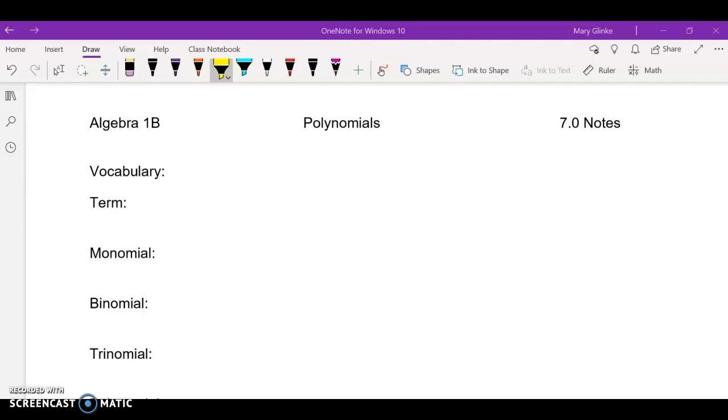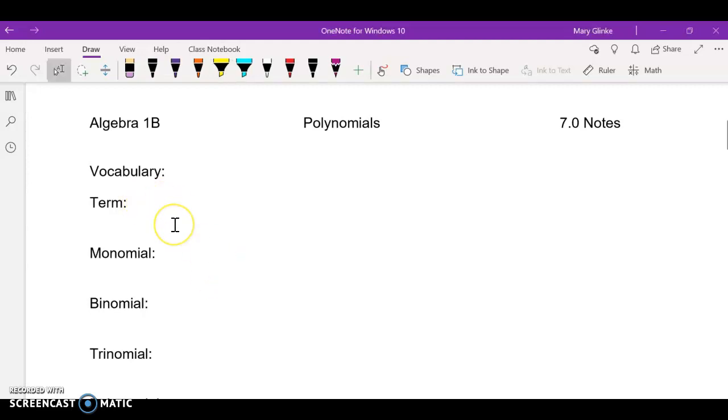Hello. Today we are starting a new unit all about polynomials. The first half is going to be talking about what polynomials are and how do we add, subtract, and multiply them. And then the second half of the unit is going to be all about factoring polynomials. And so we're separating that into its own unit. So this first half is just going to be what are polynomials and how do you add, subtract, and multiply them. So today we're going to get started with some new vocabulary.